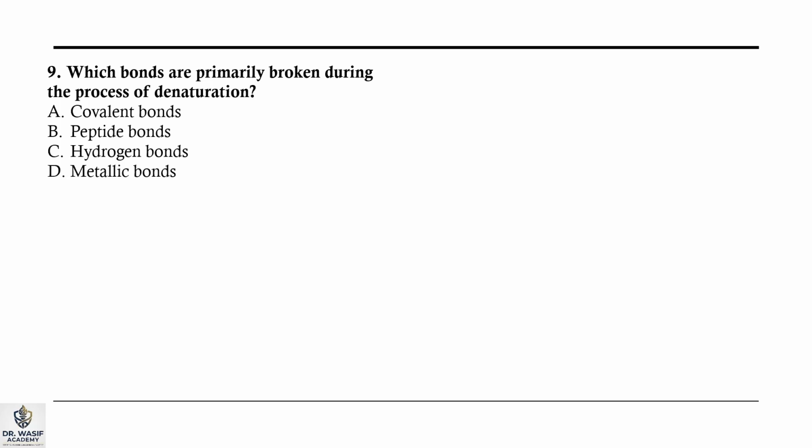Now the next question is number 9. This question takes a deep look at the molecular chemistry behind denaturation. The question is, which bonds are primarily broken during denaturation? Okay, primarily we are asking about the bonds broken in the process of denaturation. The options are covalent bonds, peptide bonds, hydrogen bonds, or metallic bonds. Take a moment and answer this question.